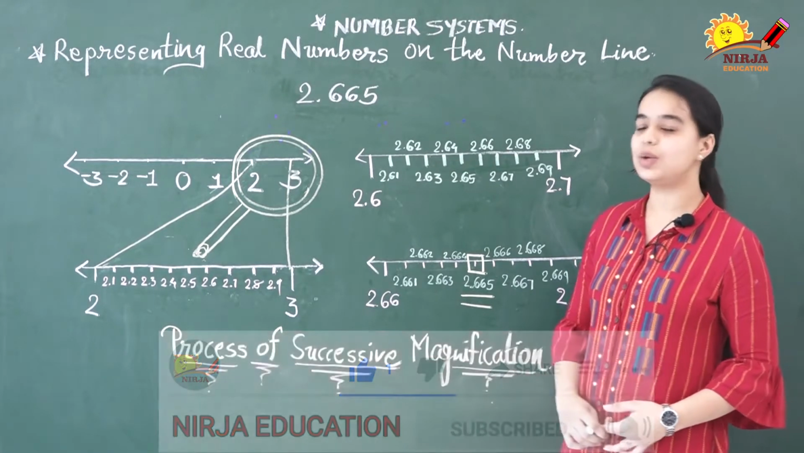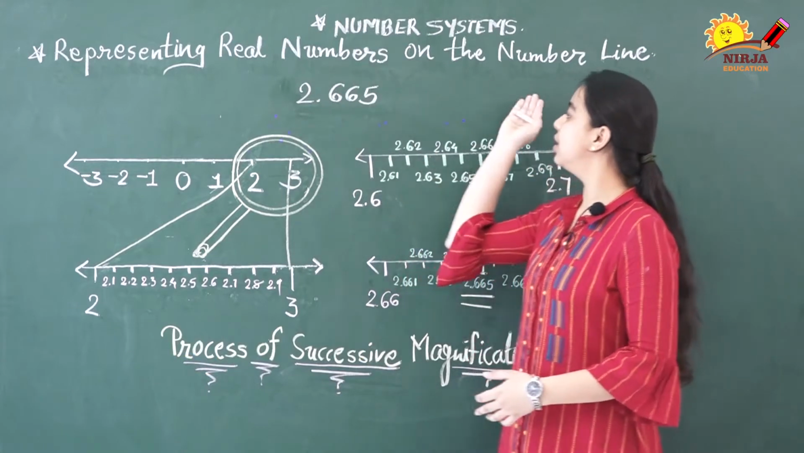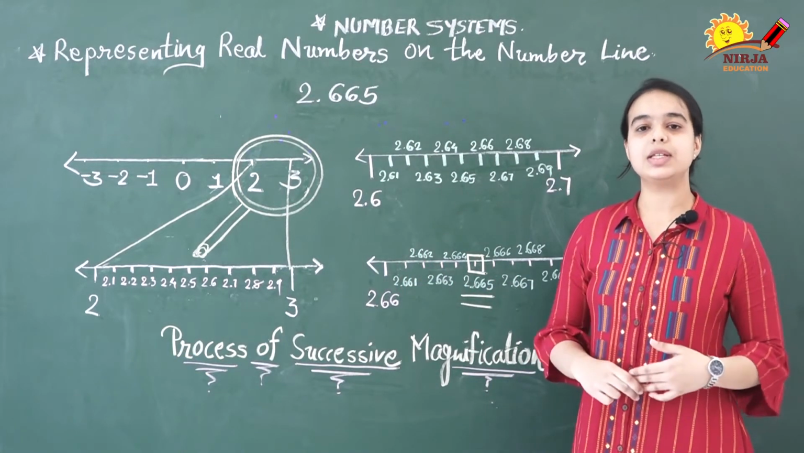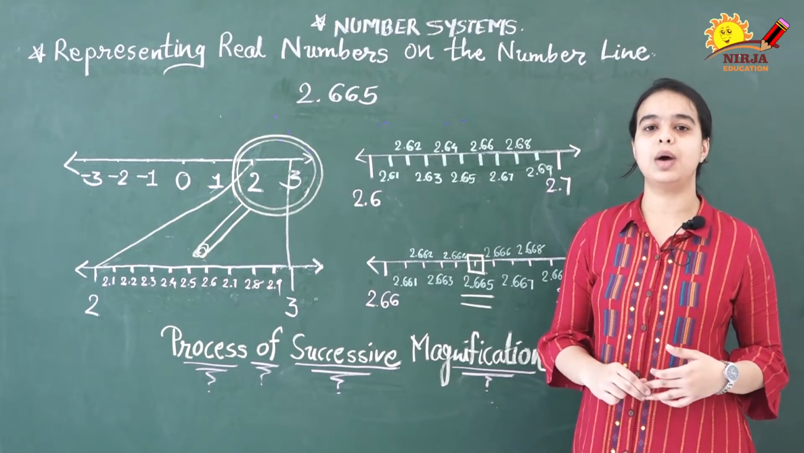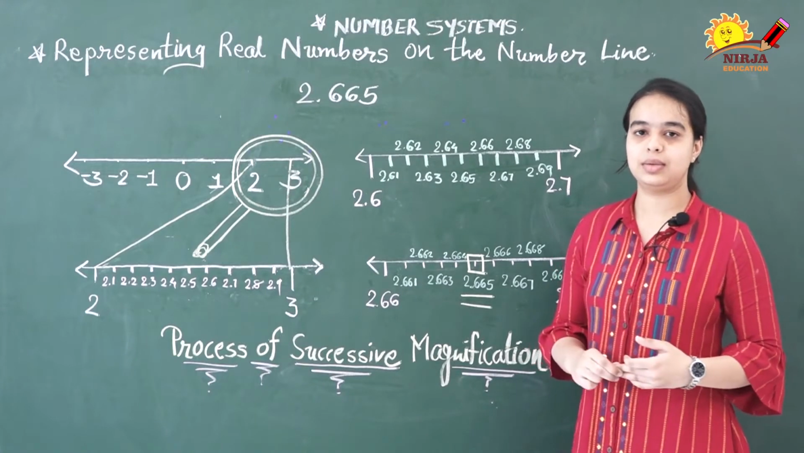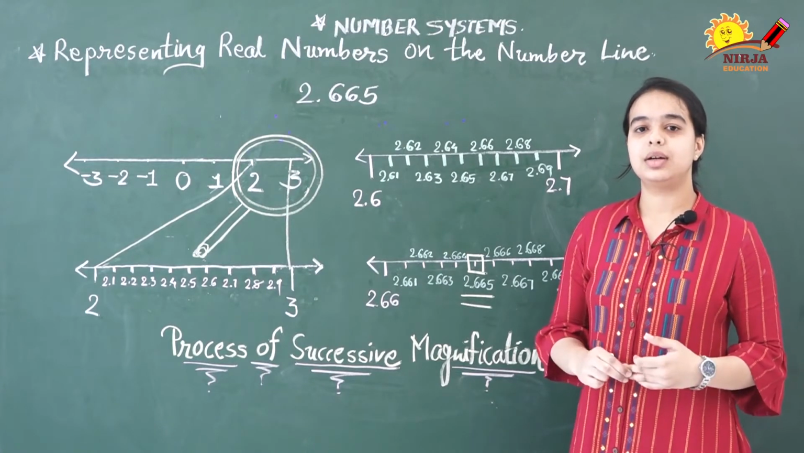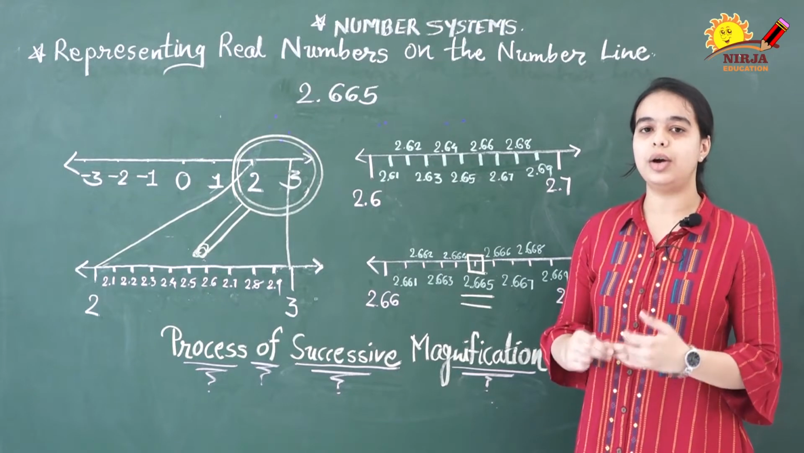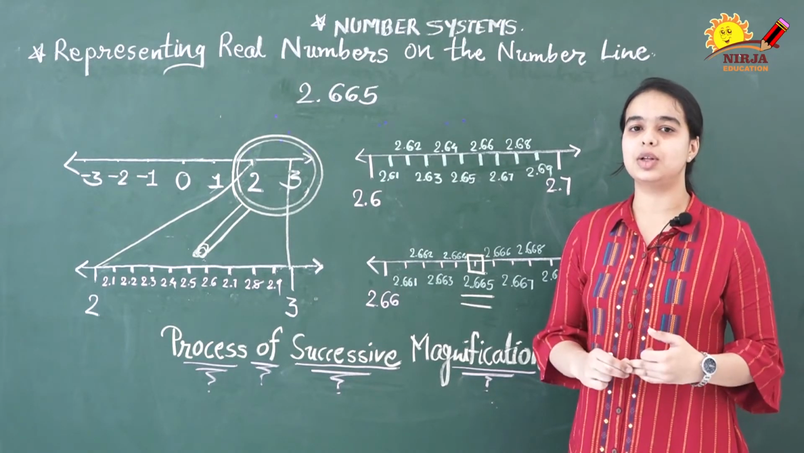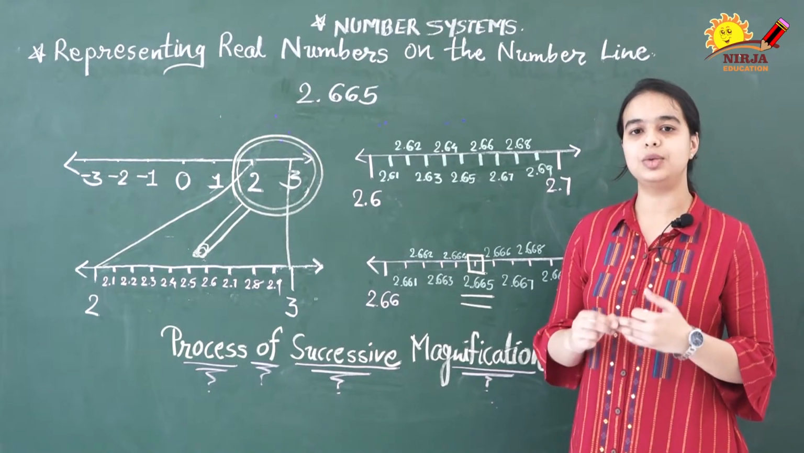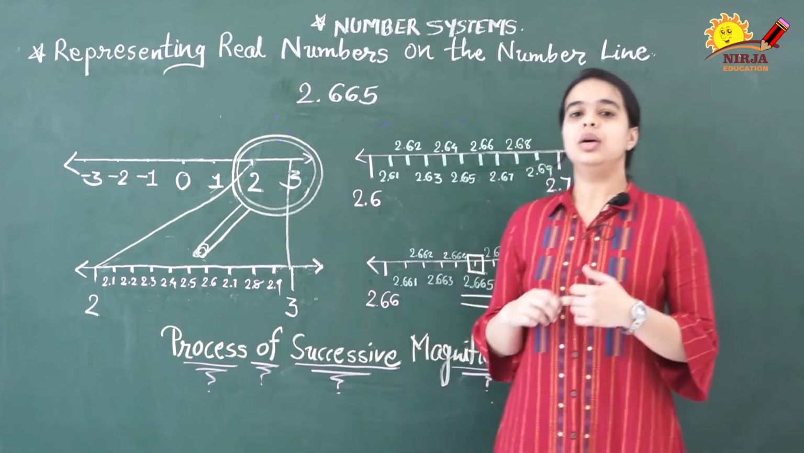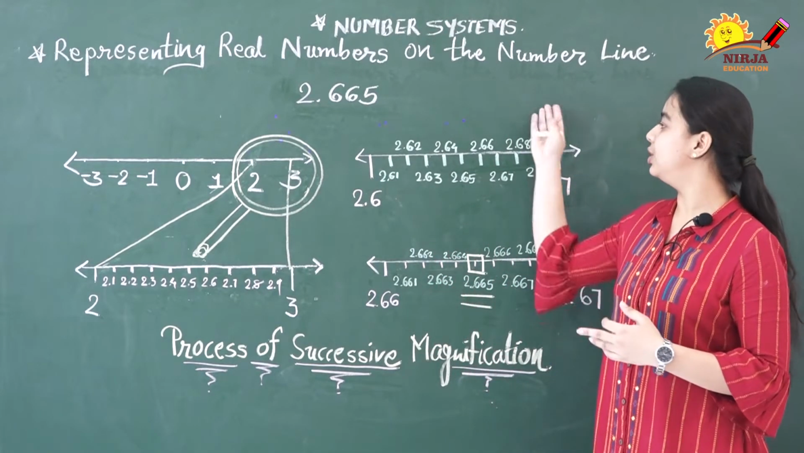So today we are going to discuss how to represent a real number on the number line. In our previous section, we had a discussion about how every real number has a decimal expansion. A real number can be either rational or irrational, and we saw how to locate some of the irrational numbers on the number line, like under root 2, under root 3, in the previous video. Now, how to represent a real number on the number line?